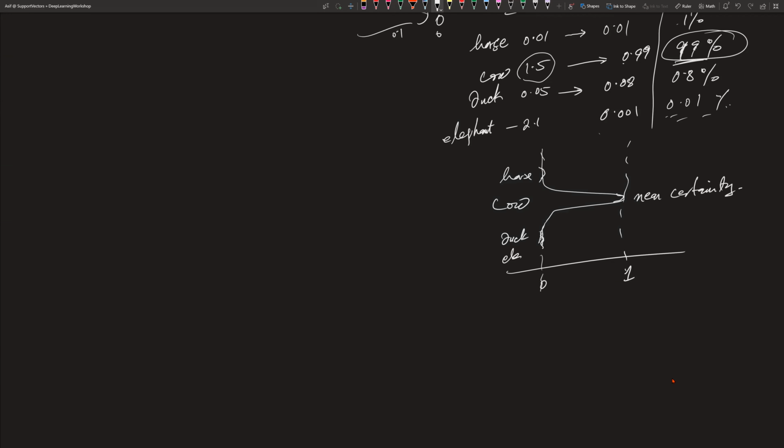So, Asif, I have a question related to that. The size of these weights are somewhat related to the features, is it? Like features, meaning predictors. But in this case, these are all response variables, right? We are going to classify them as a horse or a cow or a duck or an elephant. The response variable, is that correct?